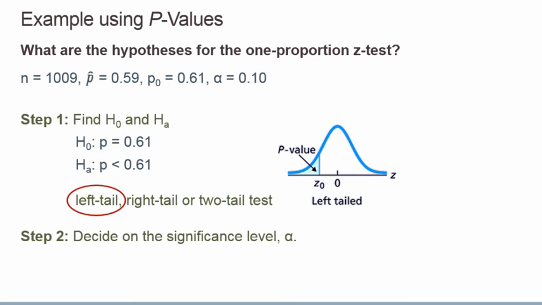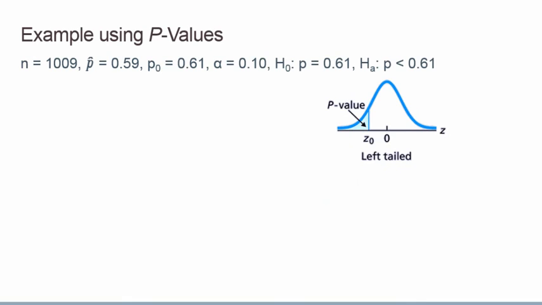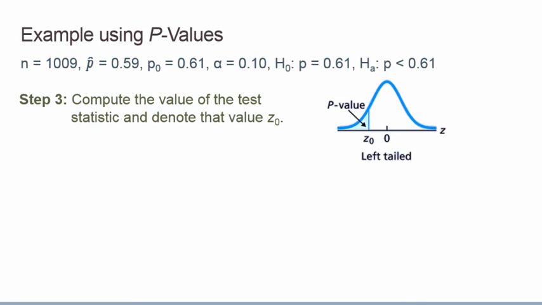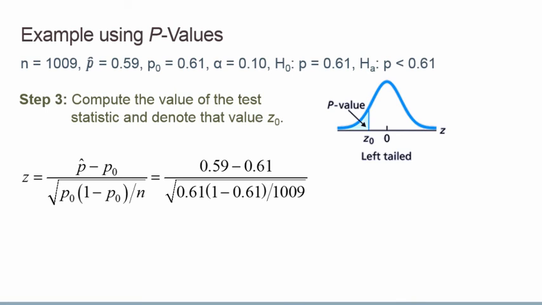Step 2, decide on the significance level alpha. As given in the original problem, alpha is 0.10. Step 3, compute the value of the test statistic and denote that value z sub 0. Our z formula is p hat minus p sub 0 all over the square root of p sub 0 times (1 minus p sub 0) divided by n. Substituting, 0.59 minus 0.61 all over the square root of 0.61 times (1 minus 0.61) divided by 1,009.